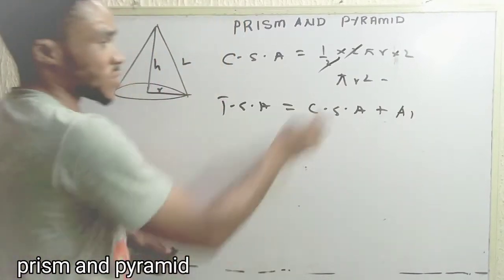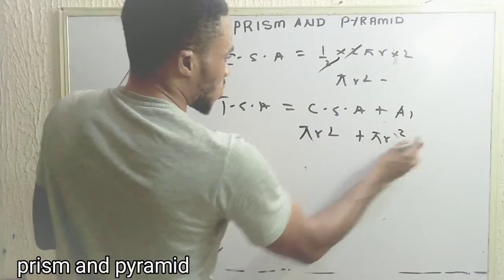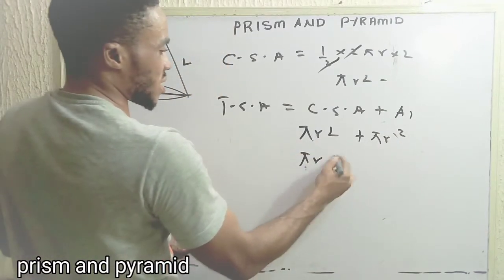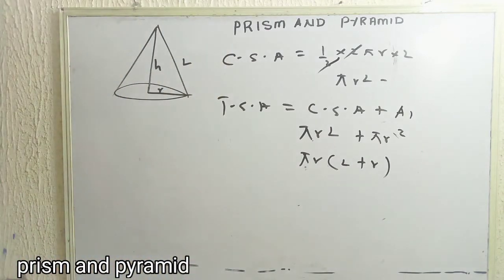Let me write it. So the curved surface area is what? I have pi rl plus what? Pi r squared. Now what is common between them? The pi with what? L. I have what? L plus what? R as my answer in the factorized form.